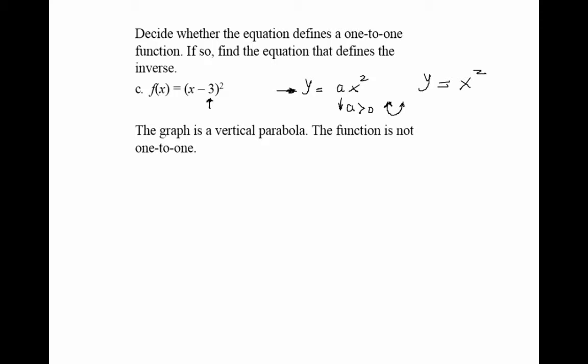Now, a graph of a vertical parabola in this shape is not a one-to-one function, because if I draw a horizontal line, it's going to pass the graph at more than one point, and that violates the definition of being one-to-one. So this is not a one-to-one function.